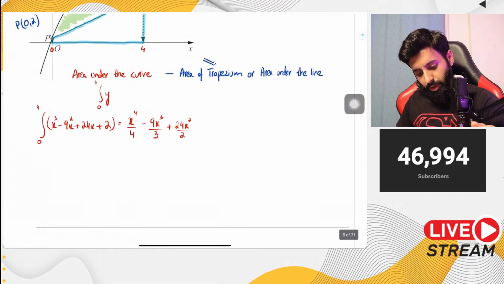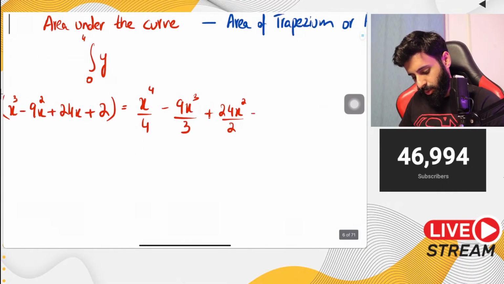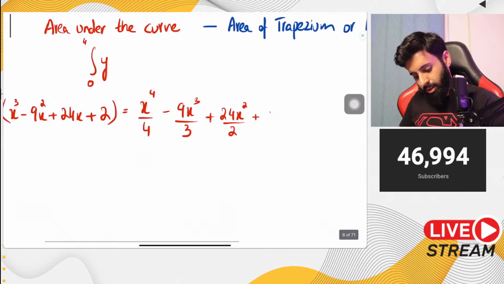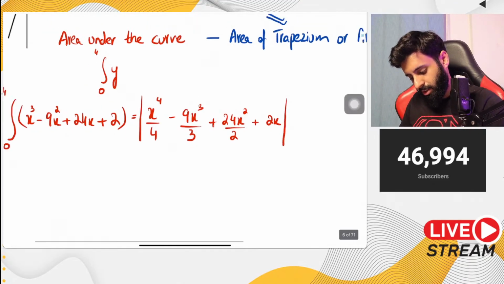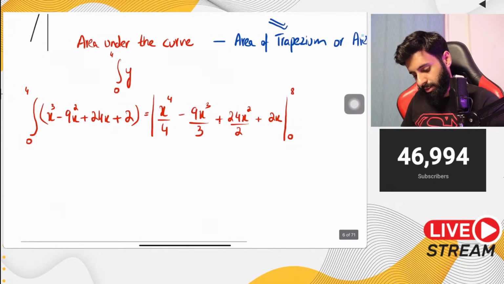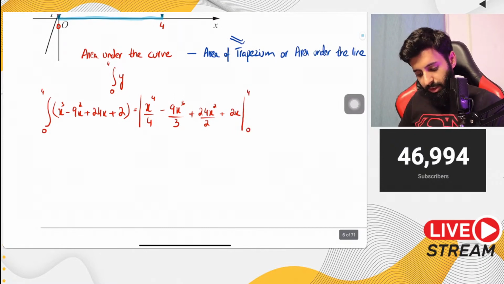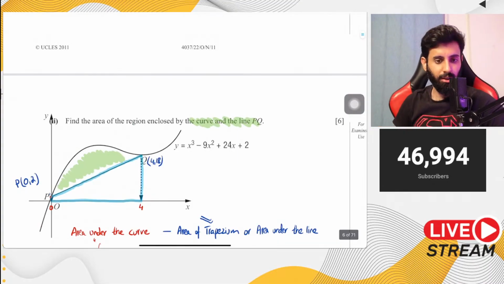Yeah, 24x square upon 2 plus 2x, and we are integrating this within the limits... okay, sorry, not 8 and 0, 4 and 0. And one more important tip is to keep checking your working as you go along, instead of checking it at the very end.